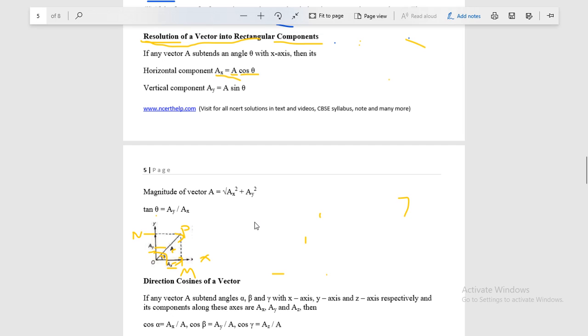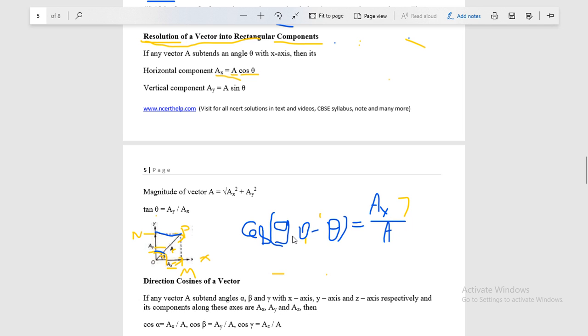So you can write here this cos 90 minus theta. Okay, so in this triangle, it means in triangle OPN, cos 90 minus theta is equal to, this one is base, AY is the base, it means AY upon A. Okay, this one is AY.